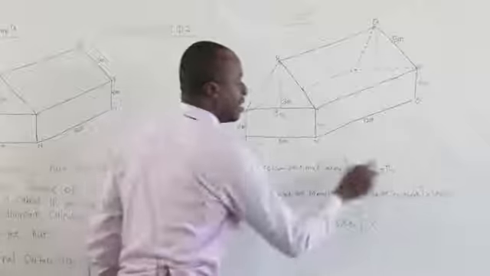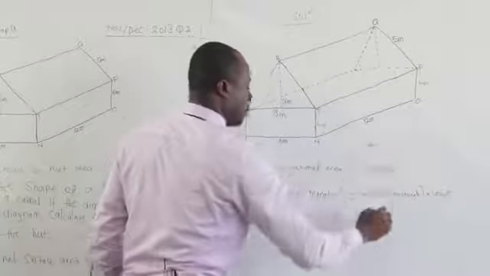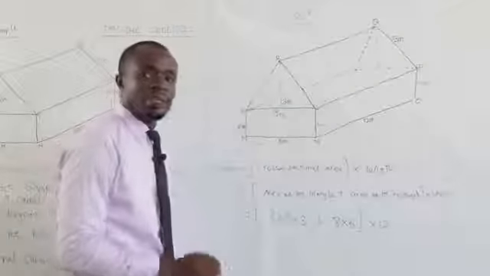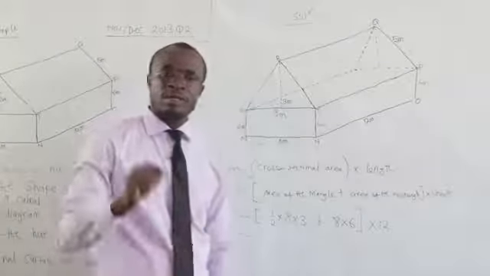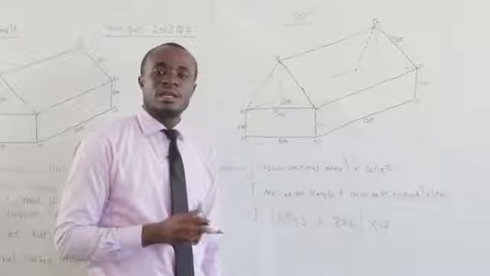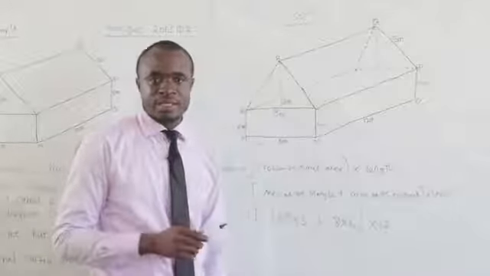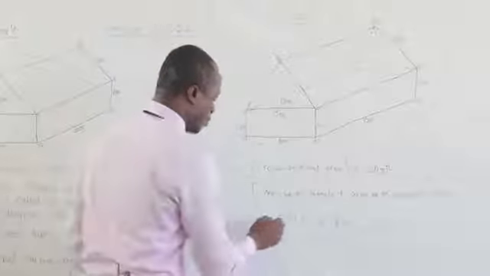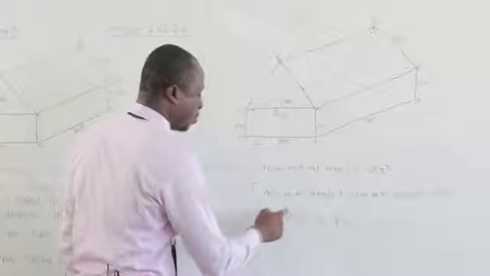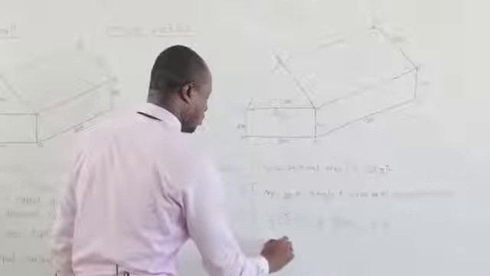Times the length. What is the length? It's the same as NO, which is 12. Again, volume is the cross-sectional area times the length. This cross-section is made up of two things: a triangle and a rectangle. Now, 2 goes into 8, that is 4. So you have 4 times 3, that is 12.